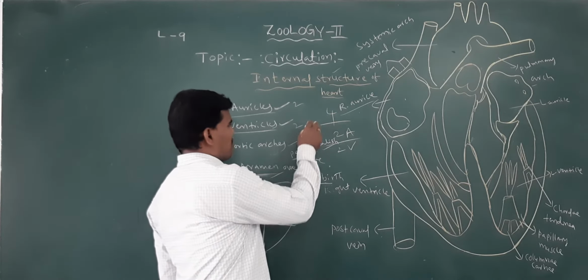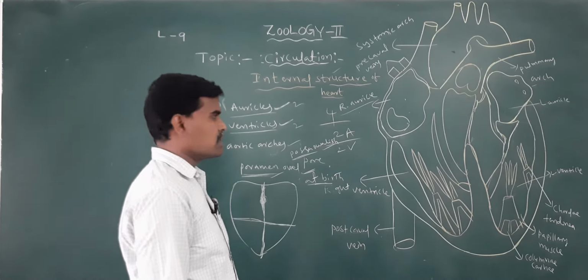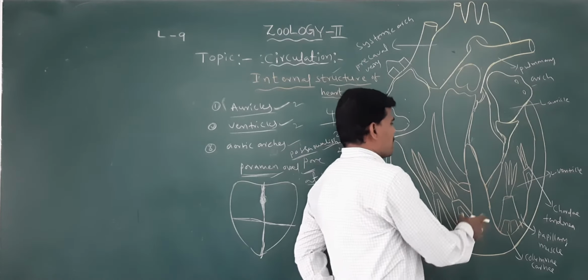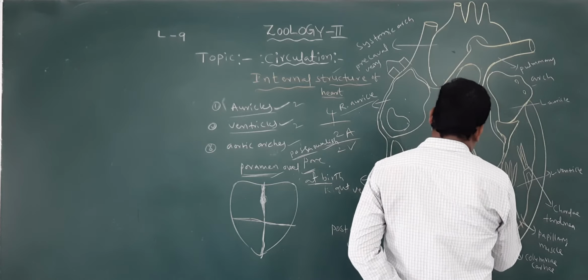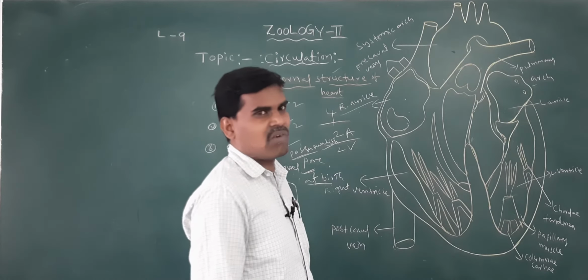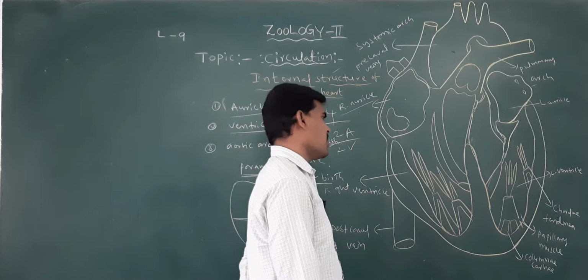Ventricles: two chambers, the lower part of the heart. The ventricles have thick walls.